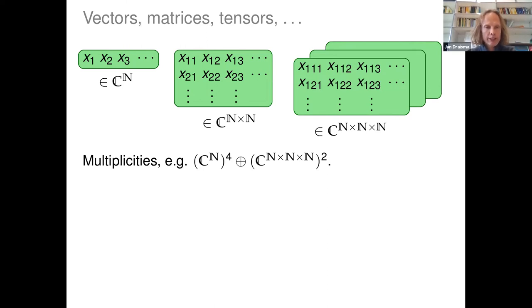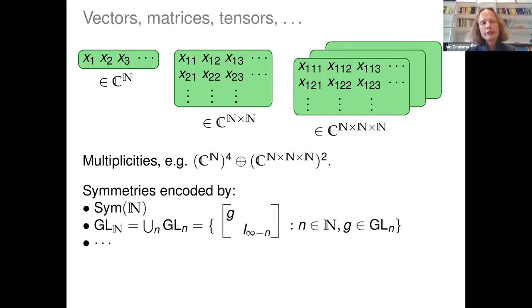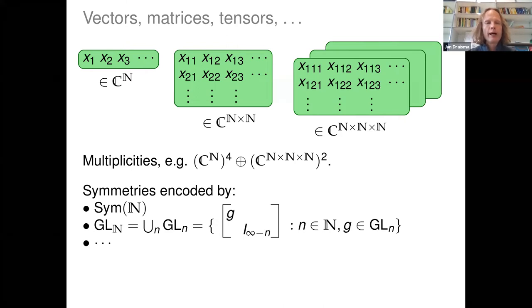And then for this talk, I will restrict to only two types of symmetries, namely the infinite symmetric group that we saw on the previous slide. This acts just on the indices of these tensors. So if you have a permutation pi, then it acts, for instance, on the entry x_ij of an infinite matrix by sending it to x_{pi(i) pi(j)}. So it acts on all the indices. So for matrices, this is simultaneous row and column permutations. And for tensors, it's simultaneous slice permutations in all directions.